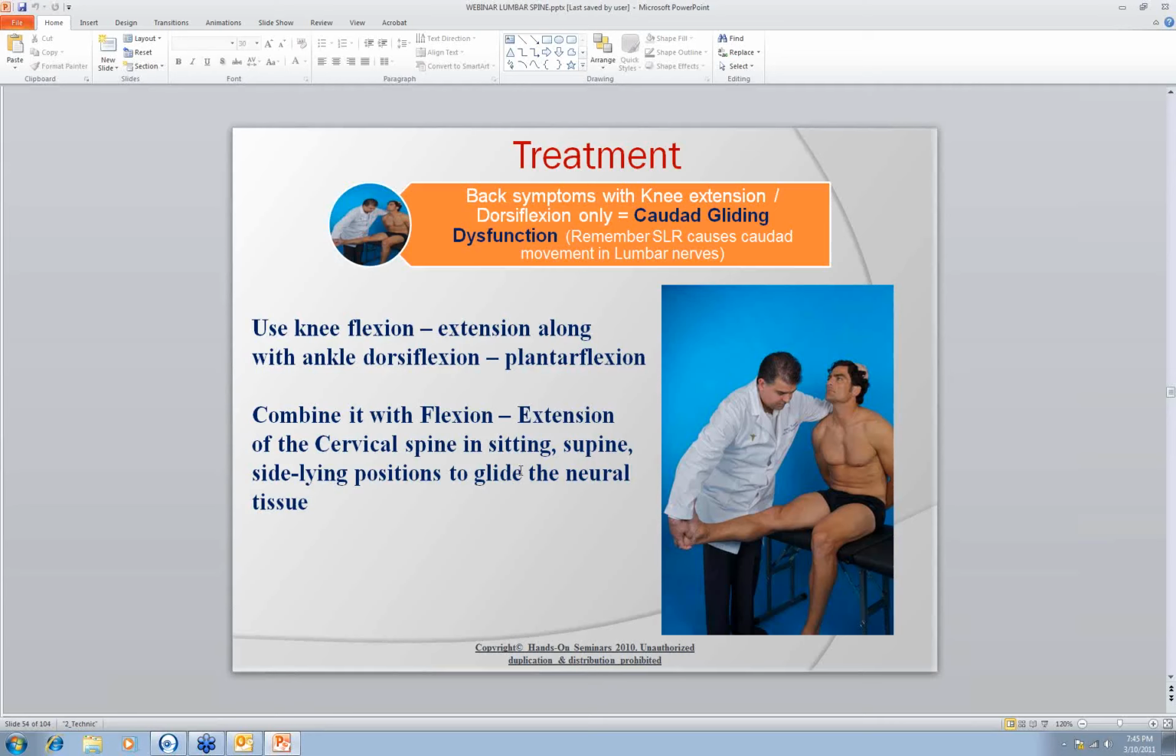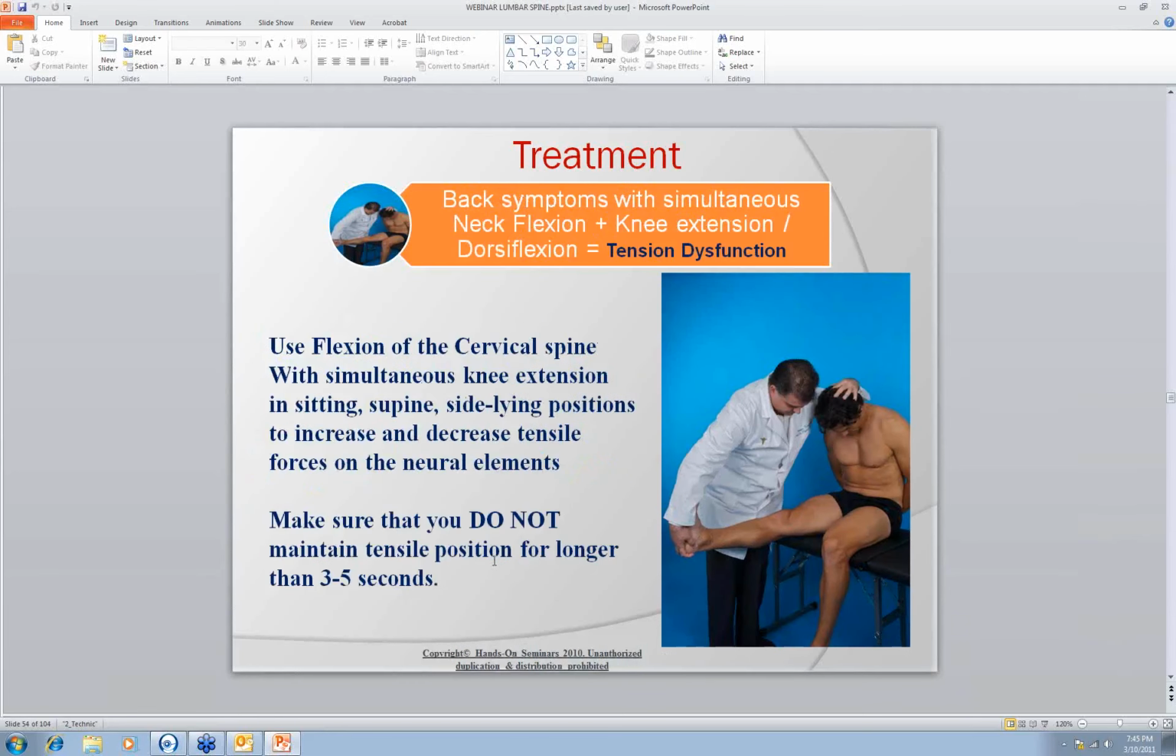A similar thing, slightly different, can happen if I have a caudad gliding dysfunction. Here, I'm going to tend to play more with the leg rather than the head. I'm going to give a little bit more emphasis to the leg because the problem was produced through the straight leg raise. That would be for a gliding dysfunction. Now, for a tension dysfunction, it's going to be a little different.